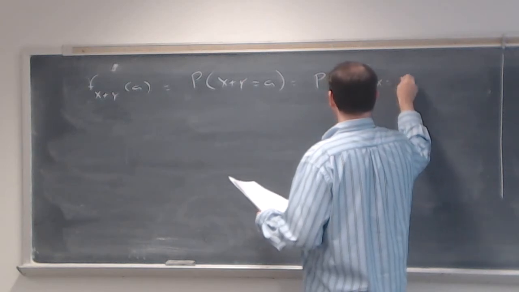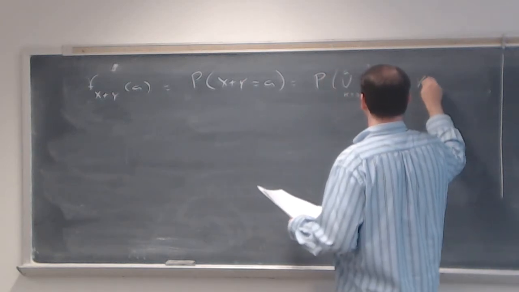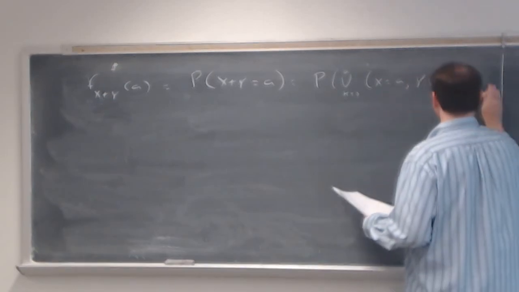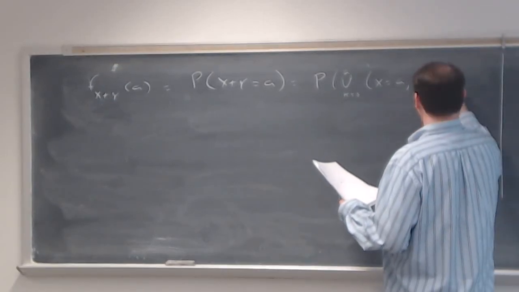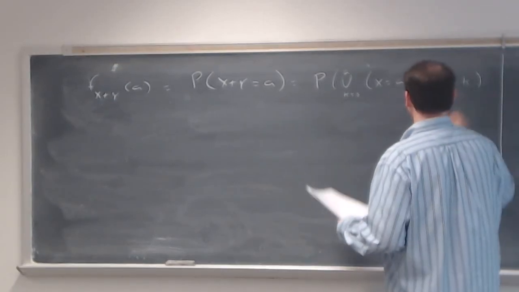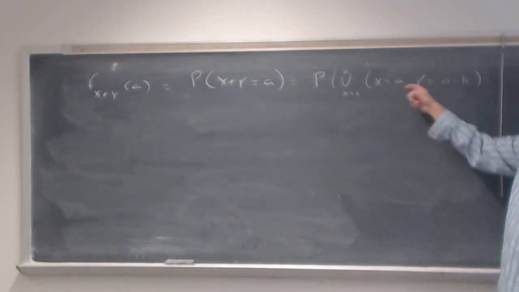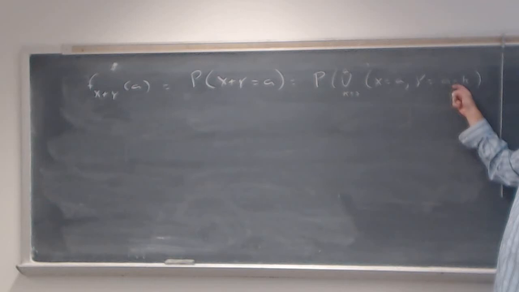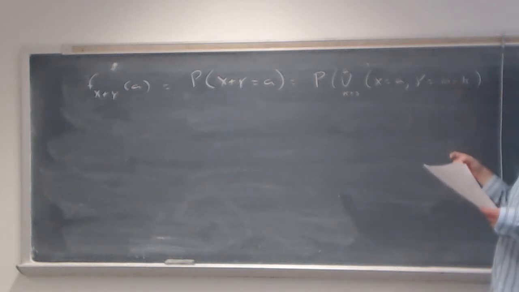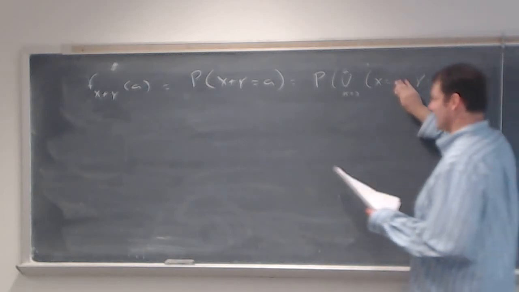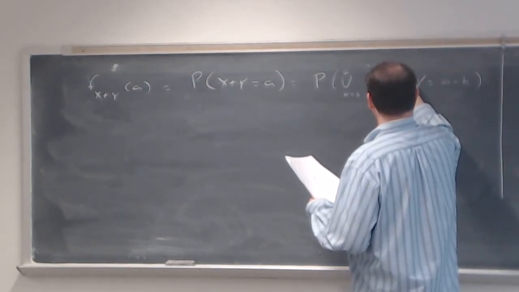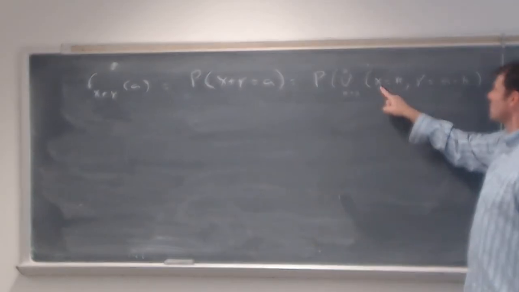The set where x is equal to a and y is equal to a minus k. So in this case, when x is equal to a and y is equal to a minus k, let me look at this for a second. I think this should be a k here. Yes. So let's start off.